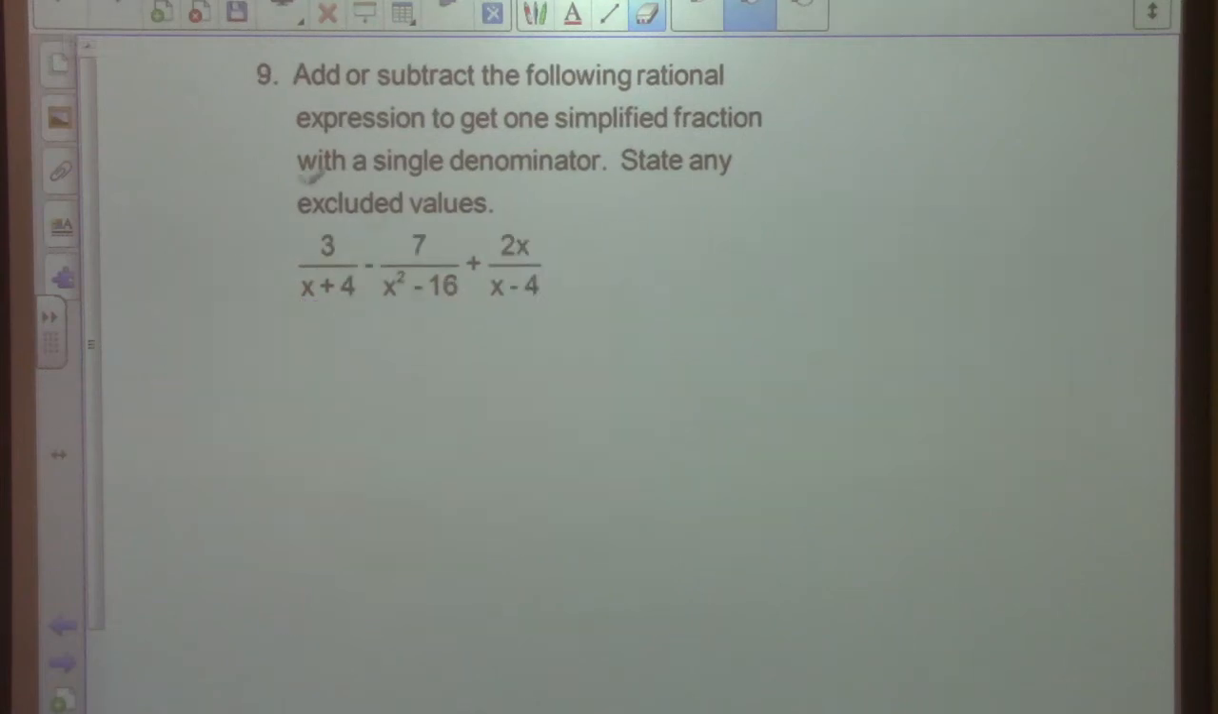Okay, let's go on to 9. Again, same instruction, to add or subtract the following rational expressions to get one simplified fraction with a single denominator. State any excluded values.